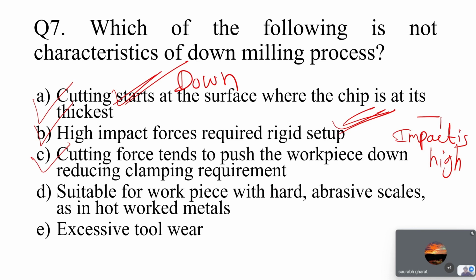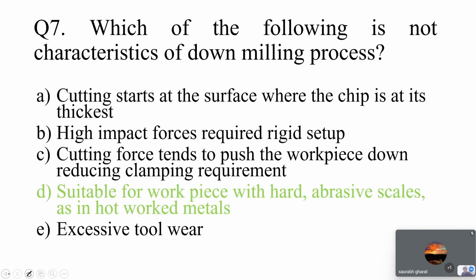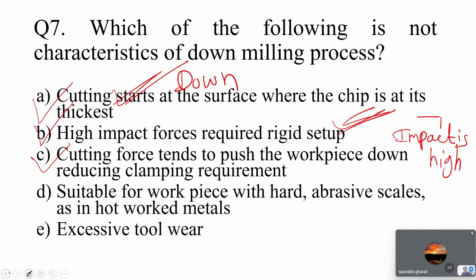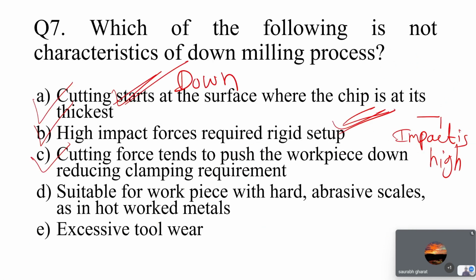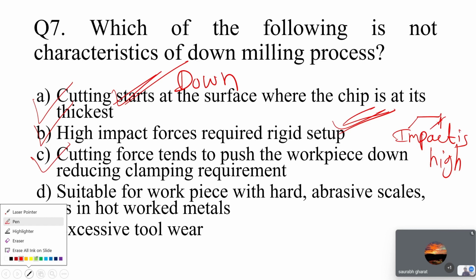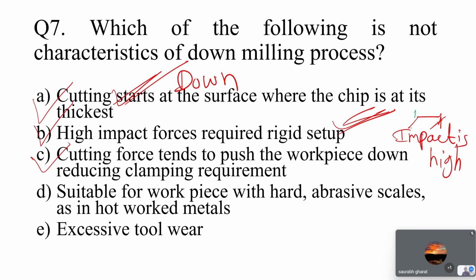Suitable for workpieces with hard abrasive scales, as it works better. In this case also, tool engagement is not affected by surface characteristics. Yes, in the up milling case it is not affected. But here the scales are present, so how is down milling happening? We go directly into that thickness. So what happened due to that thickness?